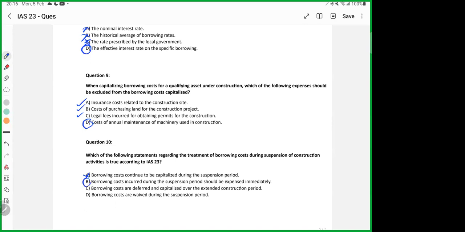Mr. Aitam, you are with me? Yes, yes. Extended, so B is this. But you don't even know. You can't defer anything. And borrowing costs are waived? No, you will not waive anything. So answer this.